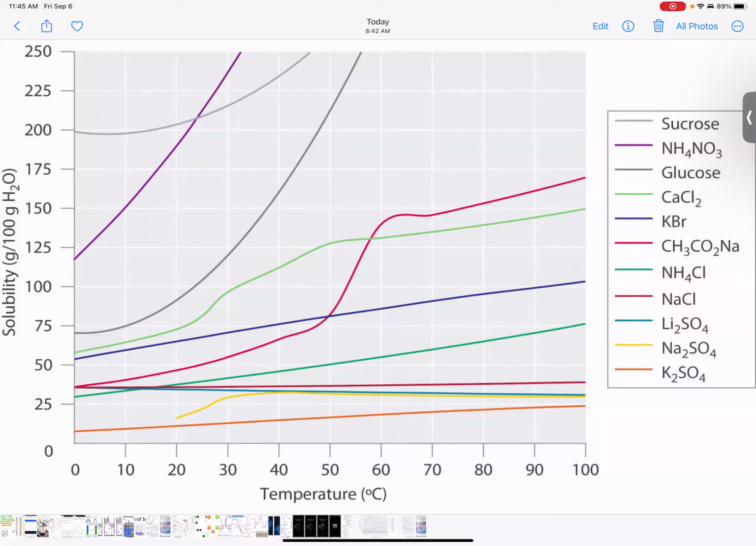So let's talk about some examples. By the way, the markers over here go up, so I will point out the line for you as I go. The x-axis represents temperatures in degrees Celsius. The y-axis is the solubility. How many grams of solid can be dissolved in 100 grams of water?